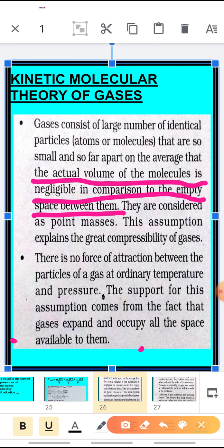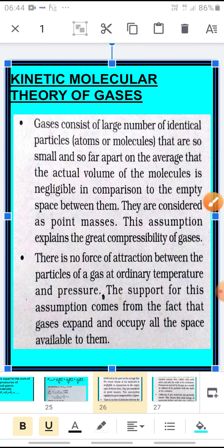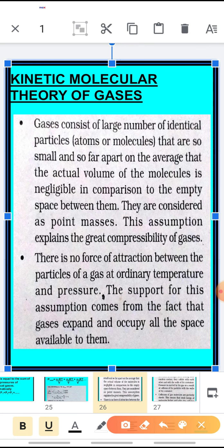So remember, the actual volume of the gas is negligible compared to the empty space between them. Now coming to the second postulate, what does the second postulate of the microscopic model of gases say? There is no force of attraction between the particles of the gas at ordinary temperature and pressure. That means when temperature and pressure are ordinary, the gas molecules are not attracting each other.